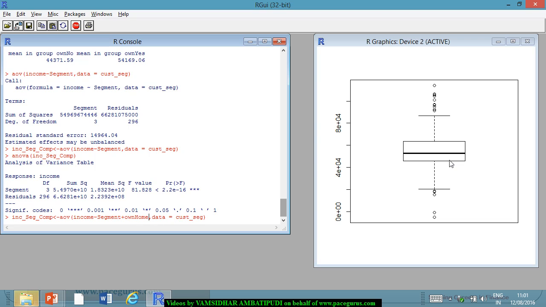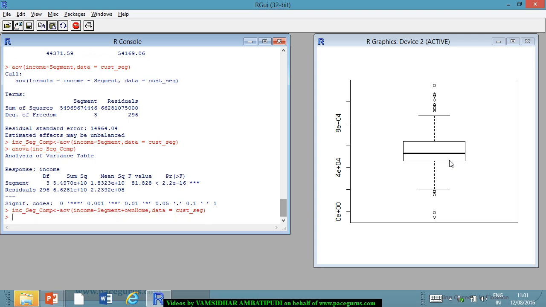I'm looking at the income levels across the segment along with own home. So here it will have two individual variables impacting: segment separately, and owning a home separately. And let me do an ANOVA this time on the variable.